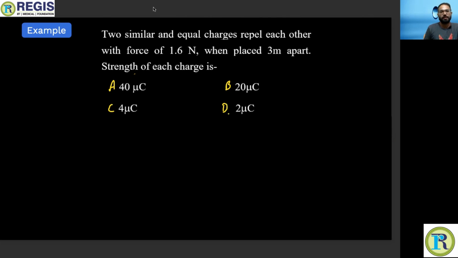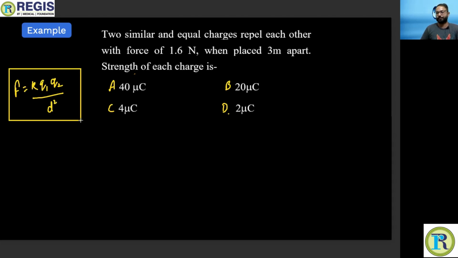We have to use the formula F equals K times Q1 Q2 divided by D square. So you can use R also in place of D. I'm just giving you 10 seconds. You can solve this question. Okay, now let's solve the question.